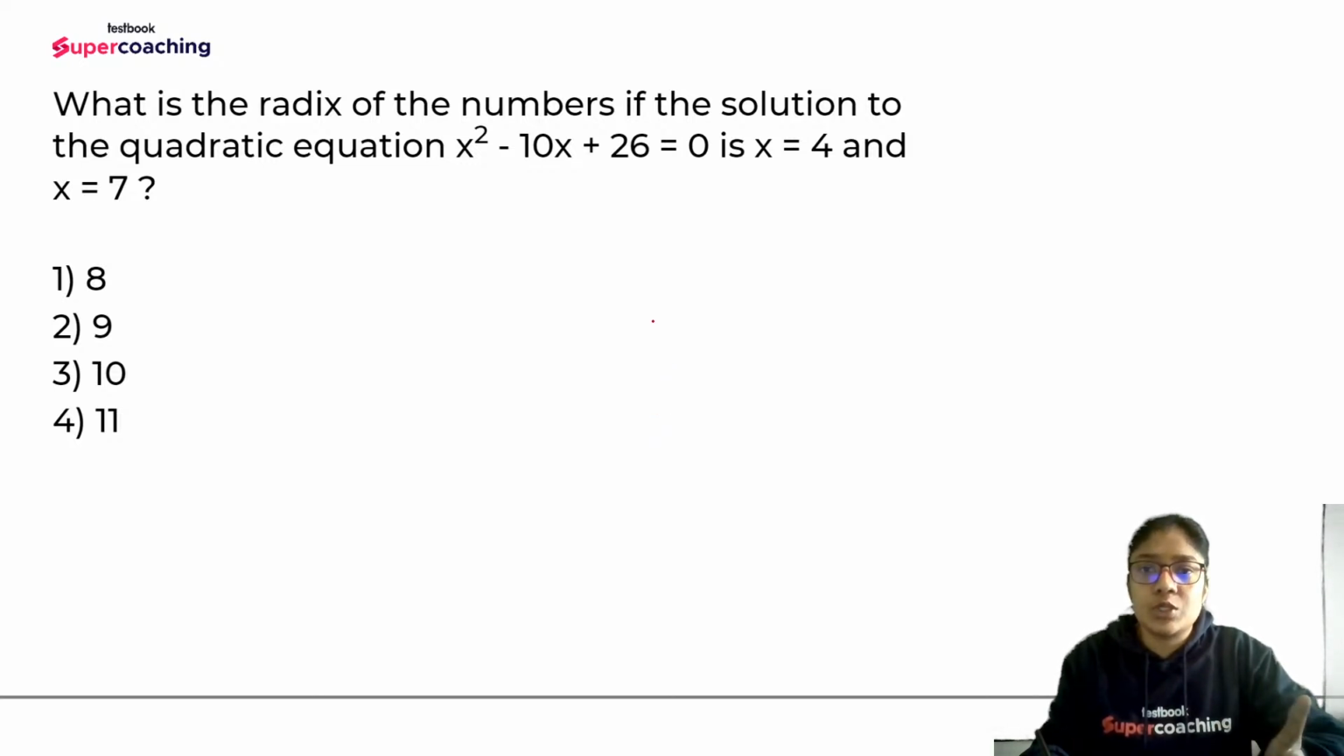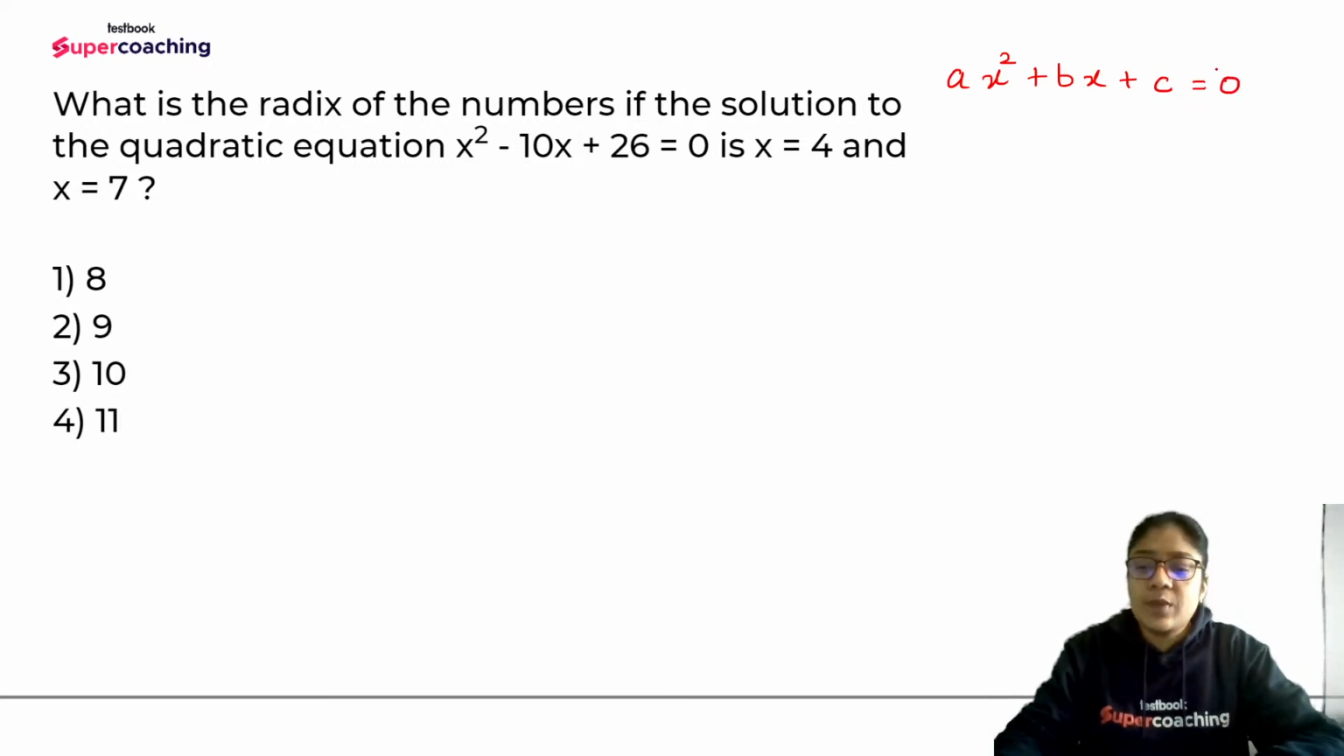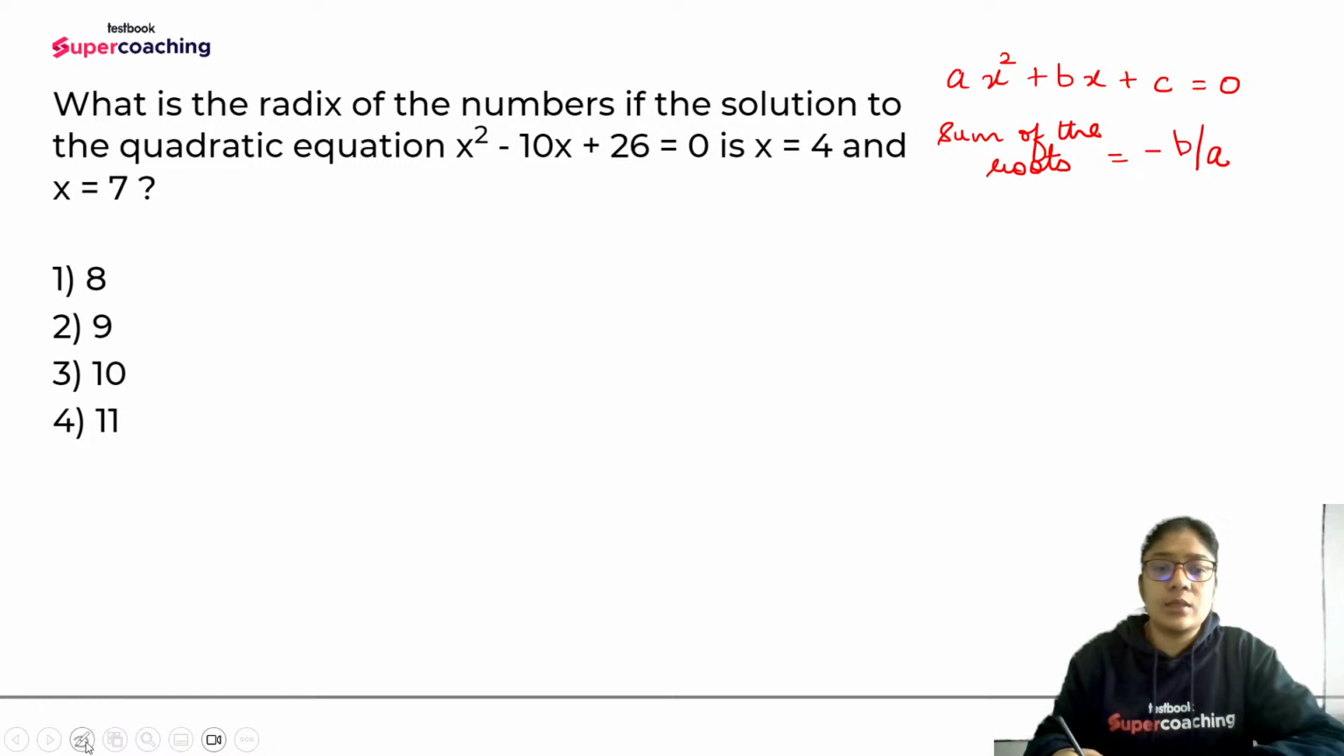Since the quadratic equation and the factors are given, we have a concept that the sum of the roots of the equation is equal to minus b upon a. What is this a or b? If the quadratic equation is given in the form ax squared plus bx plus c equals 0, then the sum of the roots of this equation is equal to minus b upon a. So this is method 1.